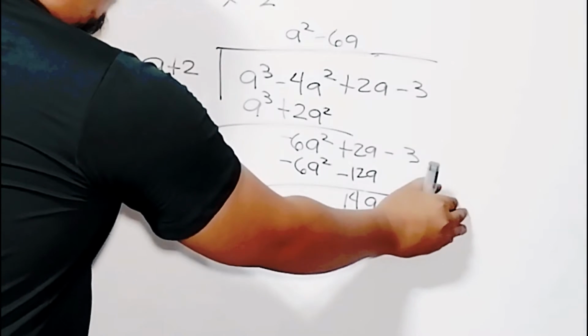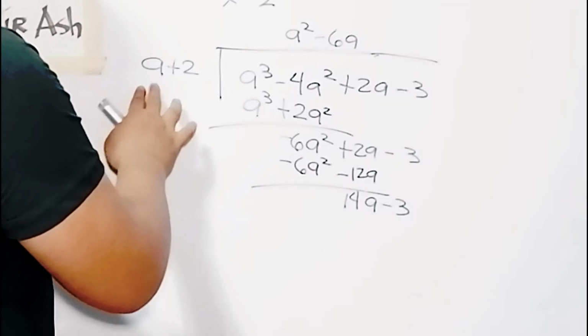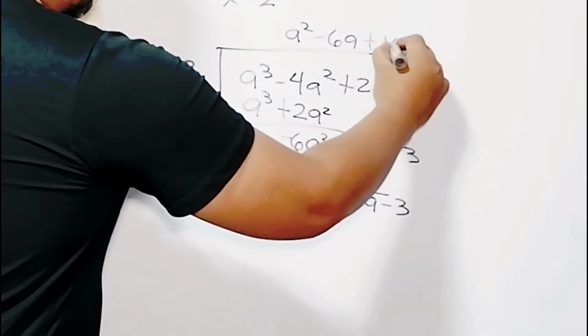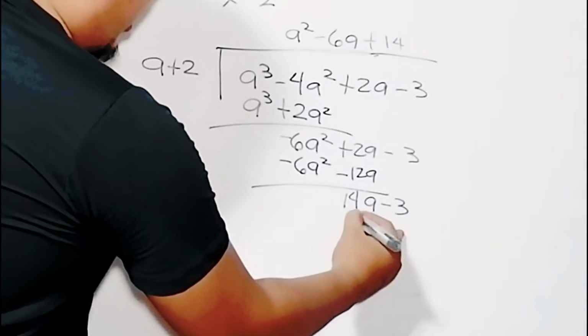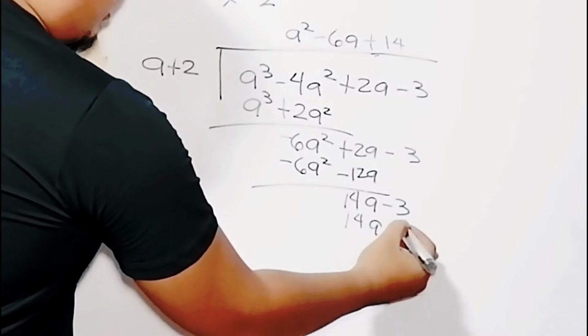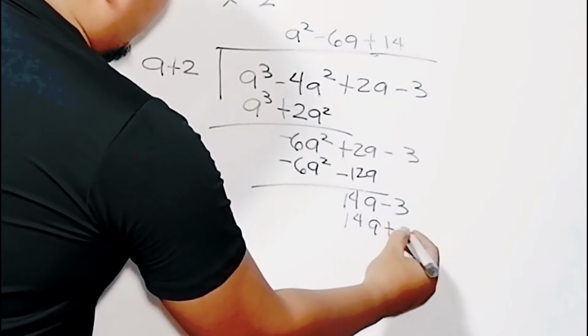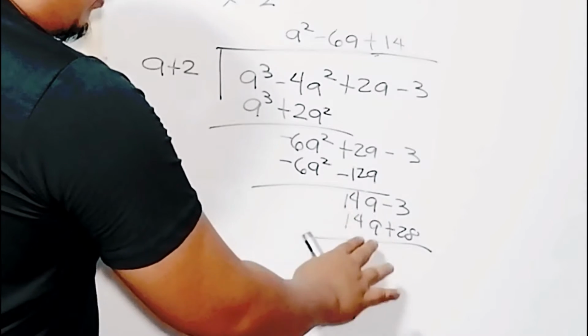Now, we cover the negative 3. We cover the positive 2. 14a divided by a, that is positive 14. 14 times a, that is 14a. And then 14 times 2, that is positive 28. So therefore, if you subtract this one, there is nothing left here.